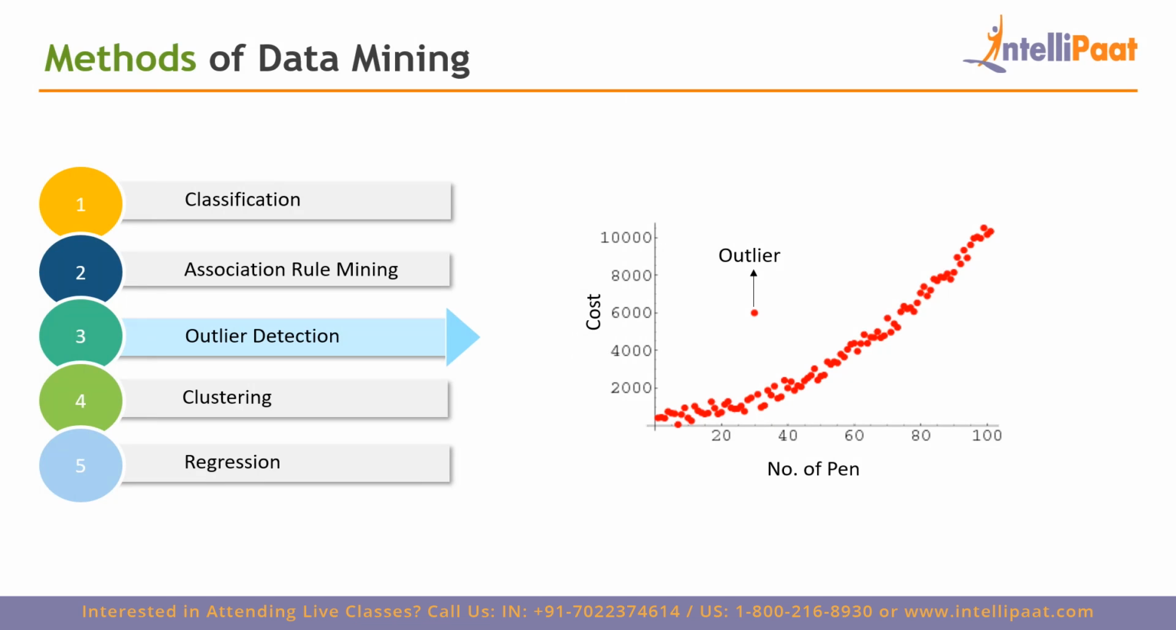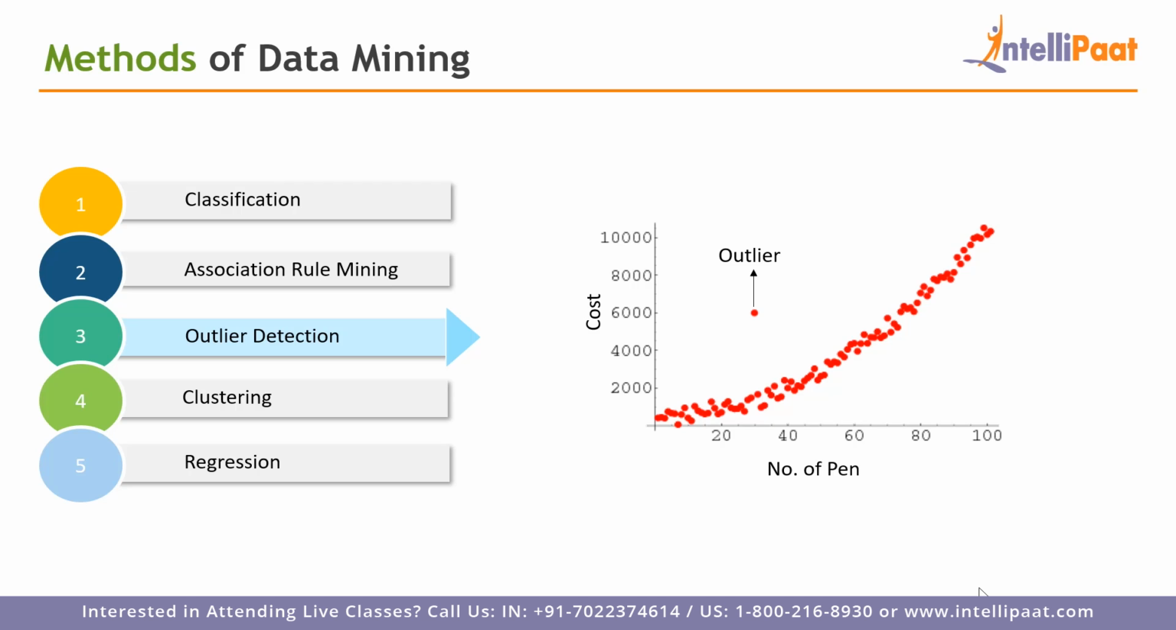From this graph you can see that the cost of 20 pens is close to around 1000 or 500 maybe. So this is the cost of the 20 pens. That means the cost of one pen is either 25 or 50. Now for the outlier you can see the number of pens is 30 and the cost is 6000. So 30 pens cost 6000.